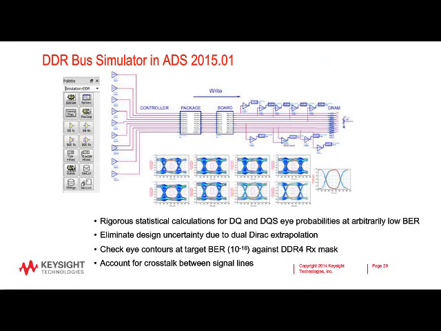So this is the product. It looks like an ADS schematic. This is actually a whole byte lane with the 8 DQs and also the DQS for the whole byte lane.